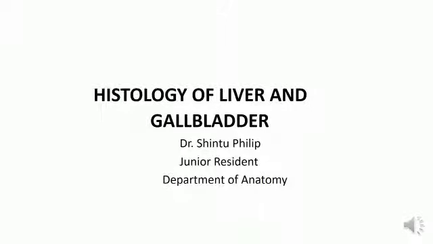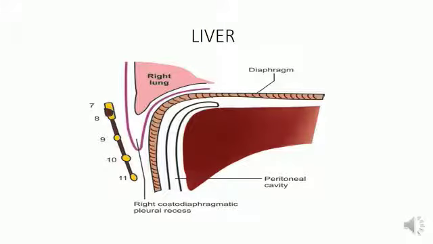Histology of liver and gallbladder. We know that liver is the largest gland of the body, situated in the right hypochondrium below the right dome of diaphragm in the abdomen. It secretes bile and performs major metabolic activities.